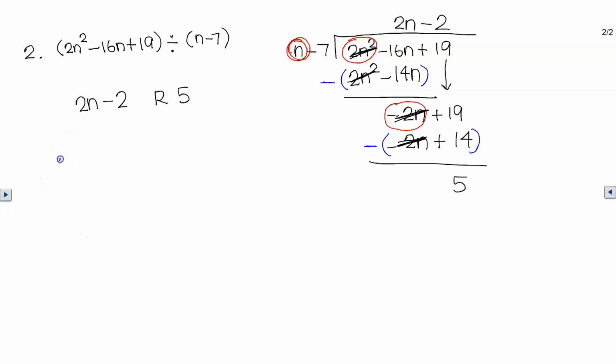I'm going to want you to write that as 2n minus 2. And since our remainder is a positive number, we are going to put plus. And then we're going to put 5 over n minus 7. So notice on the bottom of the fraction, I put this divisor of n minus 7. So this would be my answer.